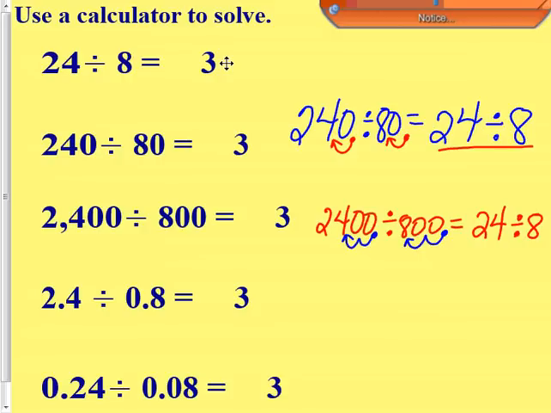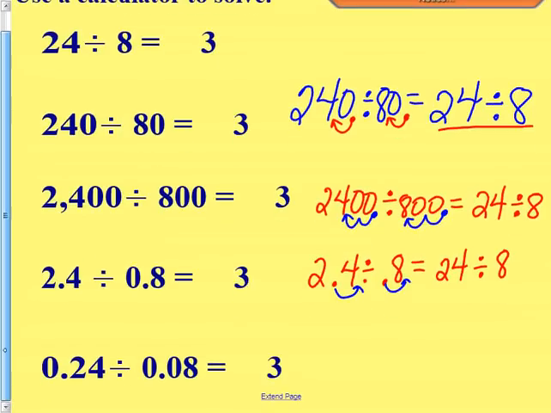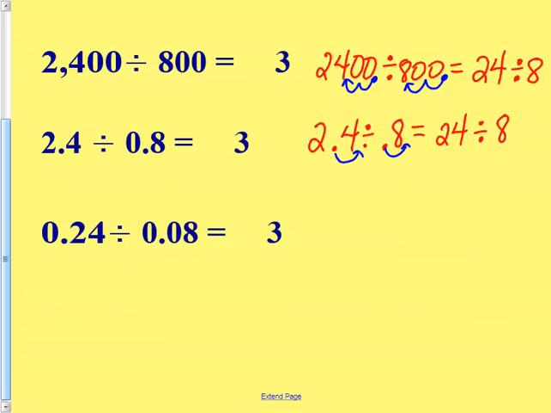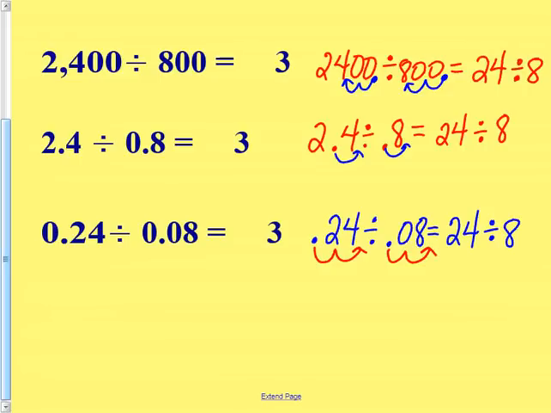If I look at 2 and 4 tenths divided by 8 tenths, notice we know it's equal to 24 divided by 8 because they both have 3 as an answer. And if I moved both of those decimals 1 place to the right, I would get 24 divided by 8. Let's look at one more example. In our last example, 24 hundredths divided by 8 hundredths is 3, which means it's also equal to 24 divided by 8, which is also 3. Notice in 24 hundredths, if I move the decimal 2 places to the right, and I do the same thing to 8 hundredths, I get the problem 24 divided by 8.